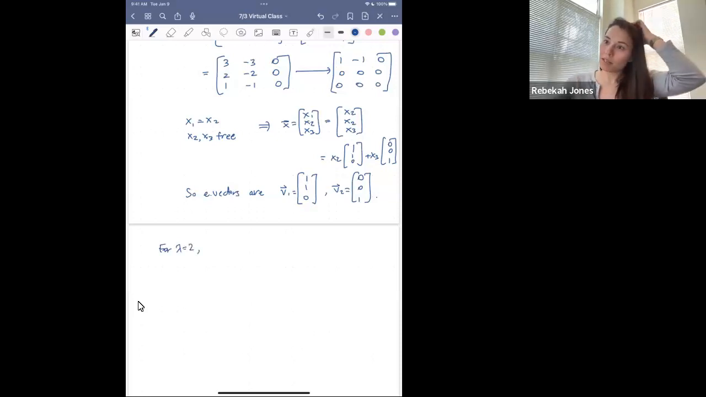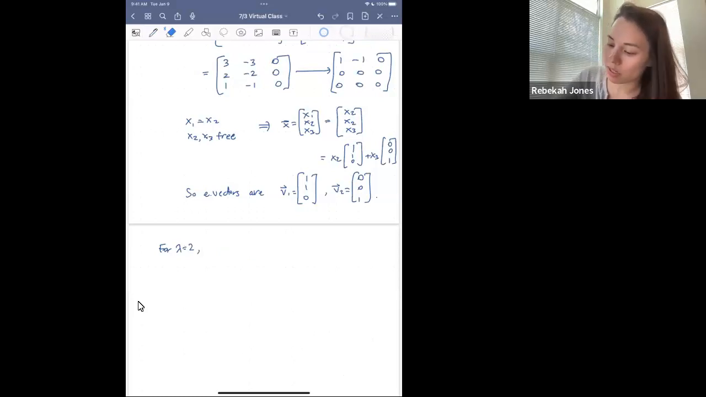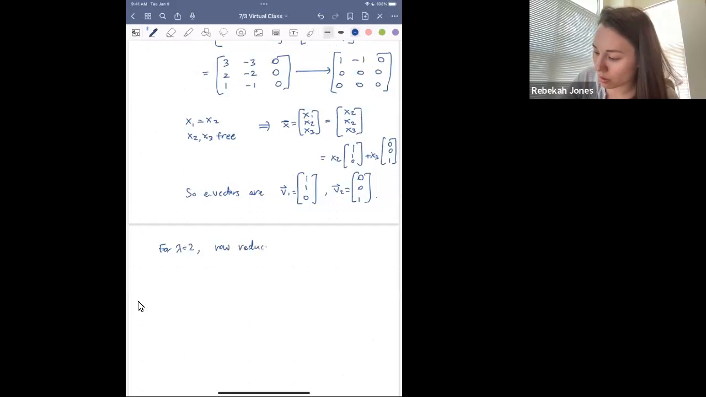Okay, and then what we want to do is consider the other eigenvalue. In the interest of time, I will leave this as an exercise. So what you would want to do is compute A minus 2I. For lambda equals 2, we would want to row reduce A minus 2I and write down the solution.